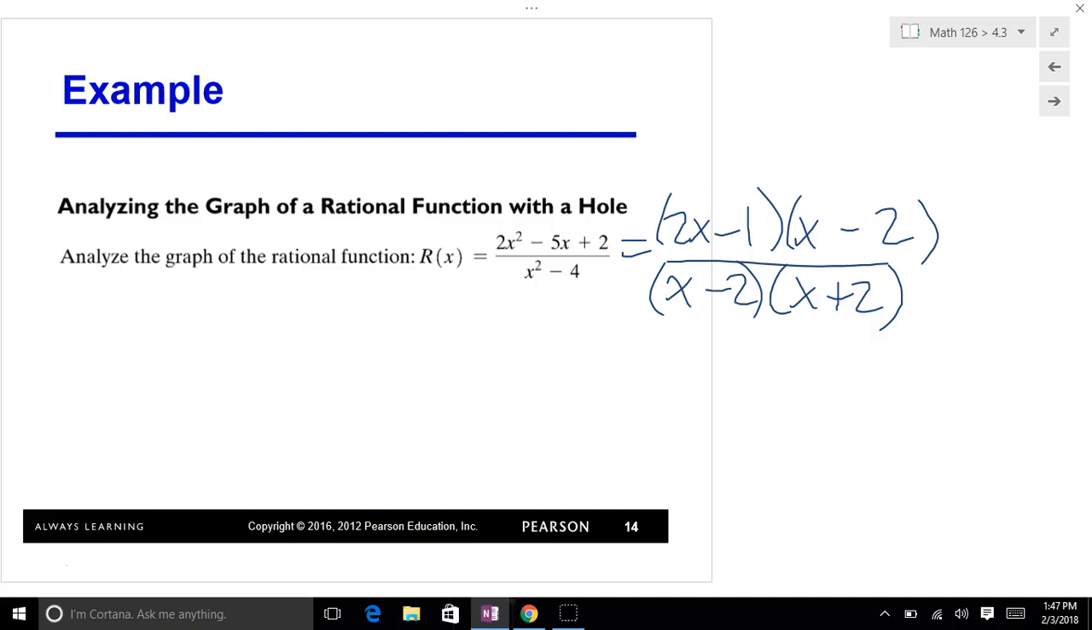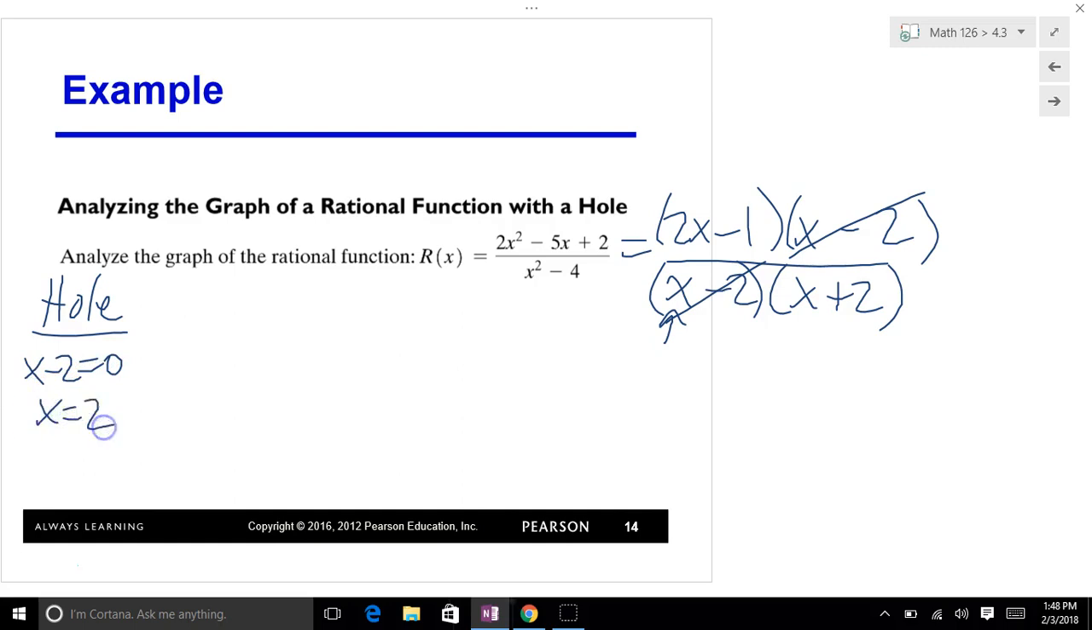But notice, this thing's not in lowest terms. Because those cancel, I mentioned this at the end of the last section, what you have is a hole, not a vertical asymptote. We still know x cannot be 2. It's not in our domain, right? Because that makes it 0 on the bottom. We cannot divide by 0.